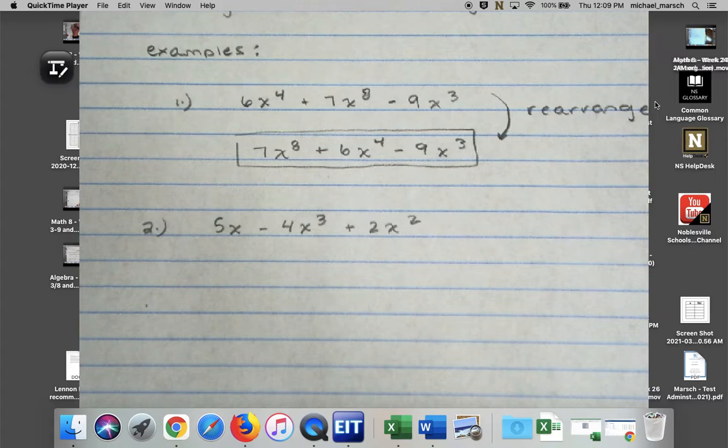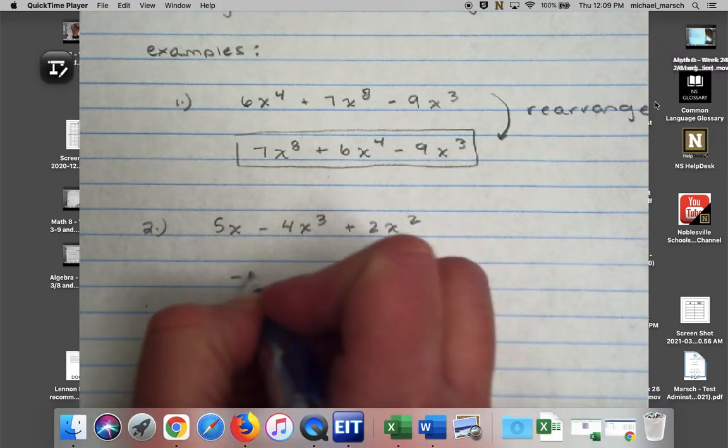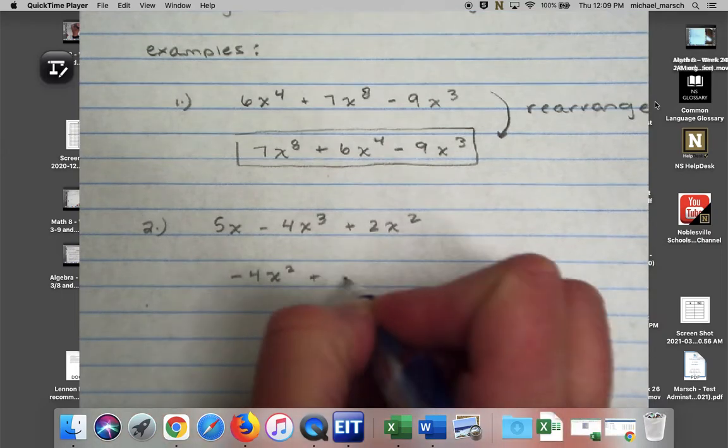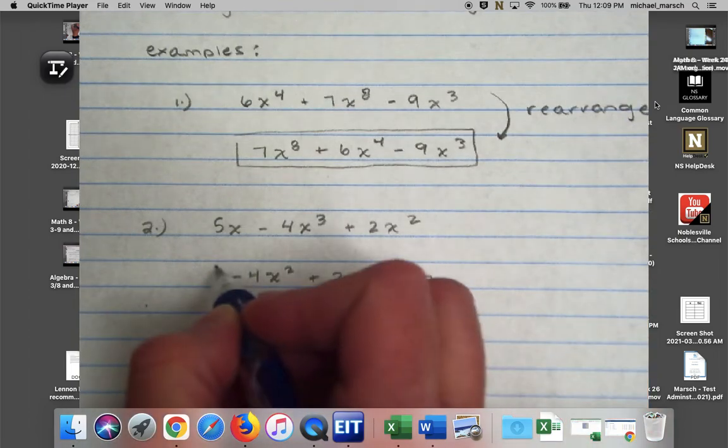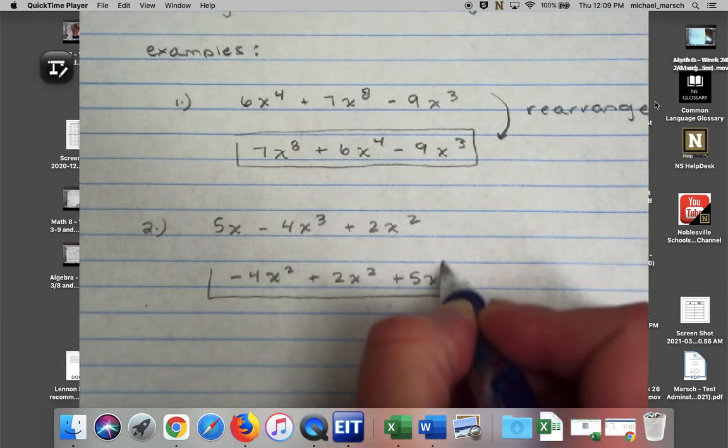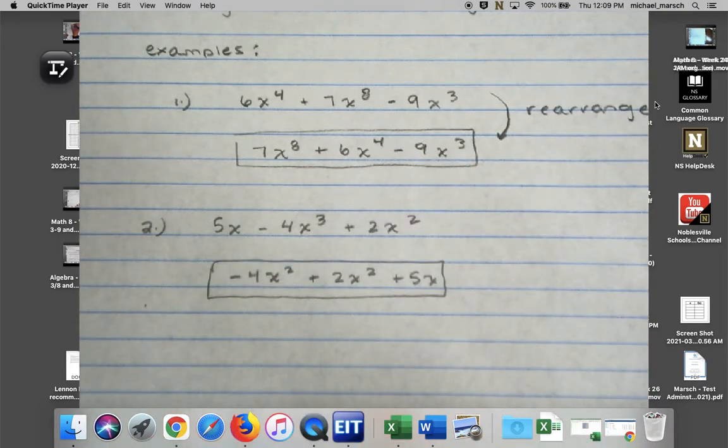Okay, so what will the correctly written polynomial be? Lily. Negative 4x to the 3rd plus 2x to the 2nd plus 5x. Perfect. Good job. Very nice. That's my first time getting it. Wow.